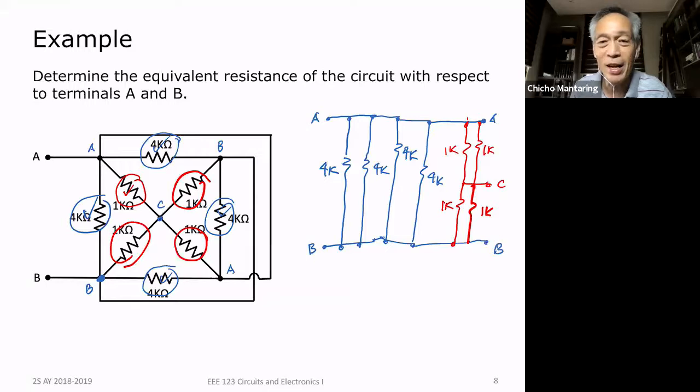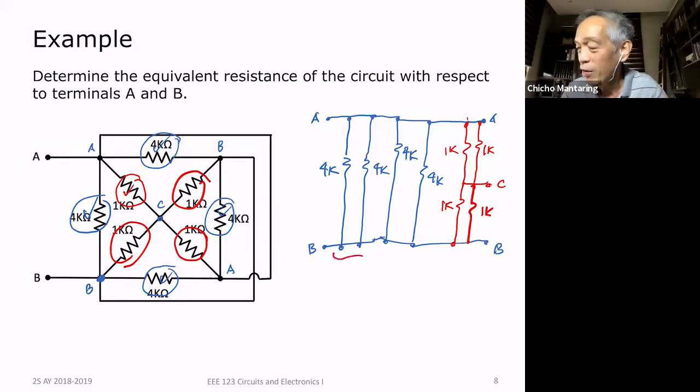What is the resistance between A and B? Having seen that. Anyone? Sorry, it's not 0.2 ohms, no? Yeah. Okay, somebody got it, no? 500 ohms. Or 0.5K is also correct. Okay? So the answer is 500 ohms.